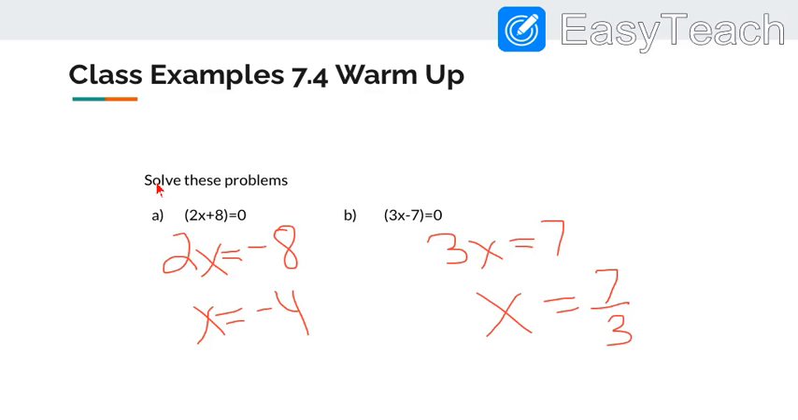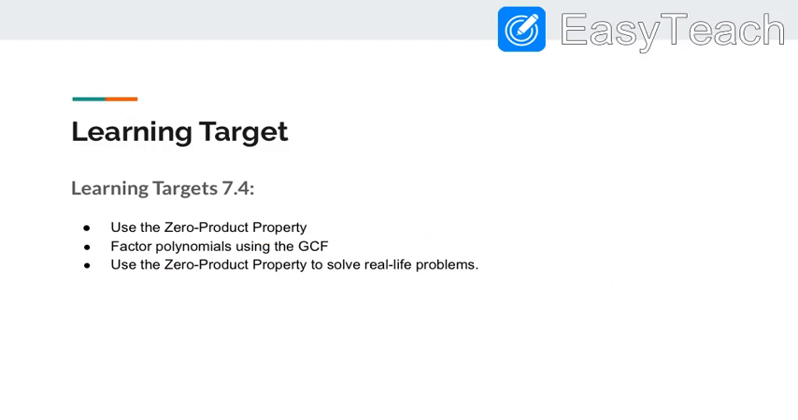Remember that when we say solve, it means get x by itself. So you're figuring out what value can you plug in to make this equal to 0. Always actually do the work, don't just try to guess and check your answer. So here are the learning targets for 7.4. We're really going to hone in on zero product property today, as well as factoring using the greatest common factor.